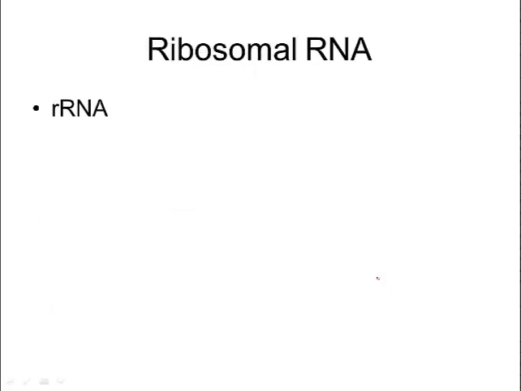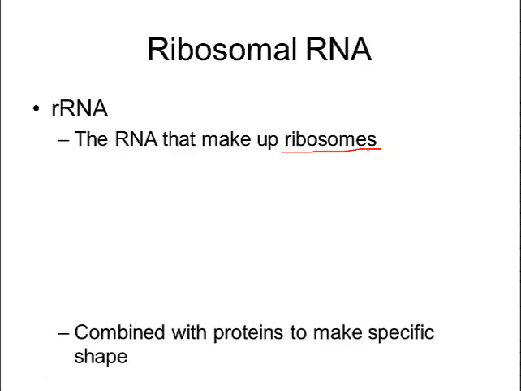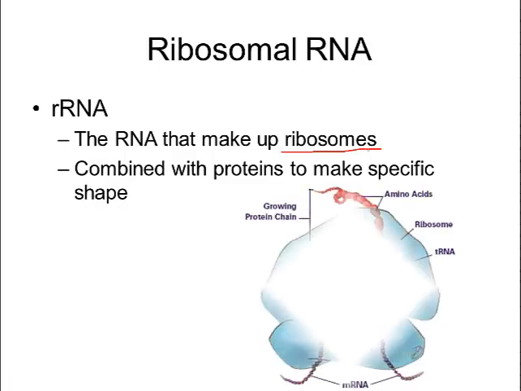Now, ribosomal RNA, which is rRNA for short, is a special type of RNA that actually makes up ribosomes. Ribosomes are made of RNA so that when mRNA comes over, it has something to complement that it can stick to temporarily. And it makes the whole process of making the protein that much easier.